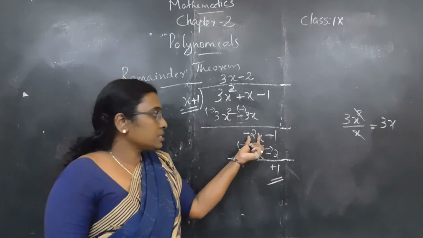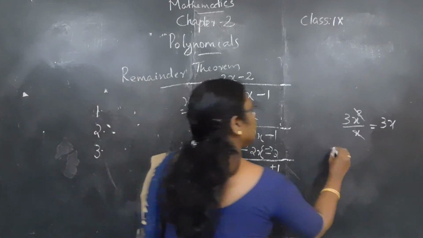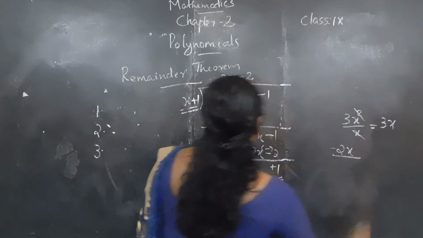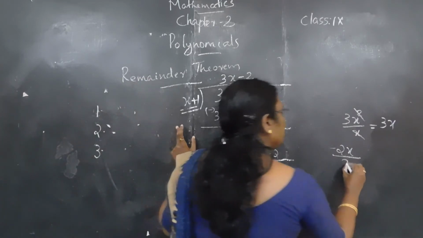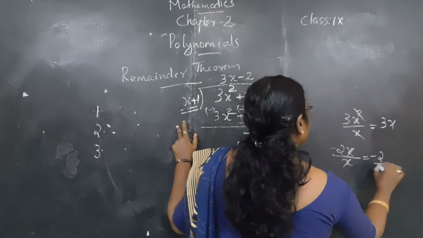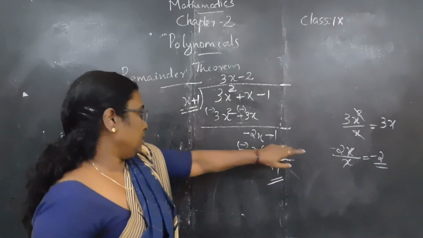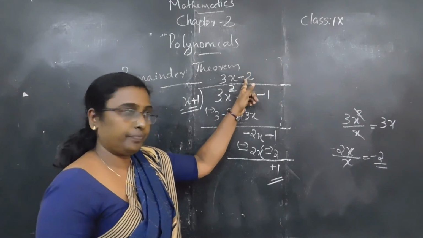Then, the first term of this new dividend is minus 2x. Then divide this term by the first term of the divisor, that is x: minus 2x by x. x and x get cancelled, we get minus 2. This minus 2 becomes the second term of the quotient.